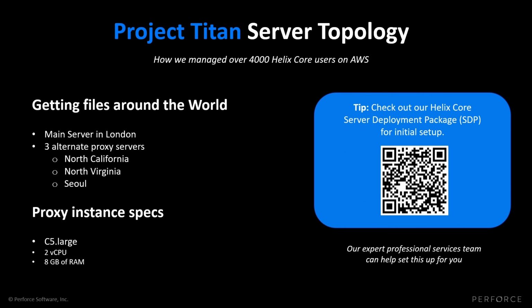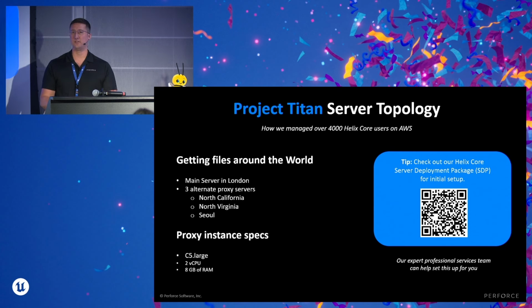So we spun up 3, 1 in the Asia region in Seoul, Korea, and then 2 in the US. So 1 in Virginia and 1 in California to kind of handle those 2 sides of things. With that, proxies are very fast to spin up. You don't have to change anything on your commit server to make them work. So for quick expansion in that style, highly recommend them.